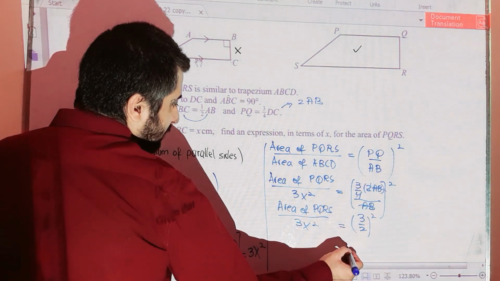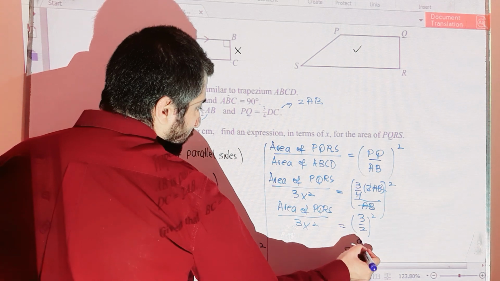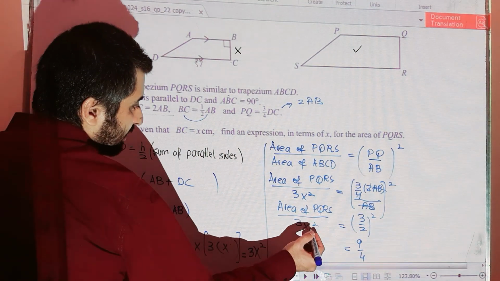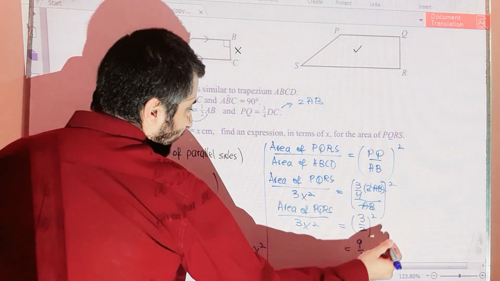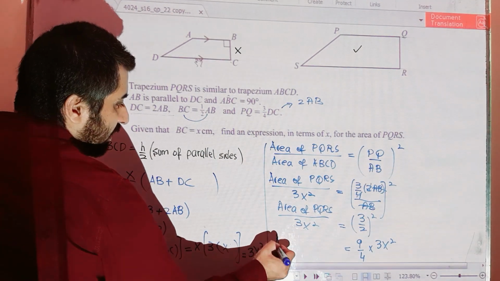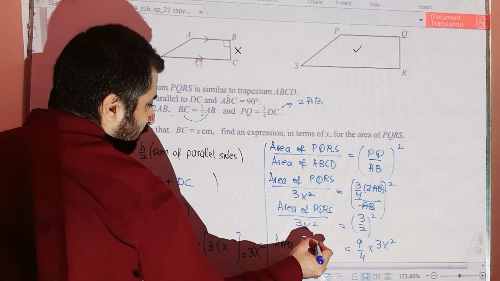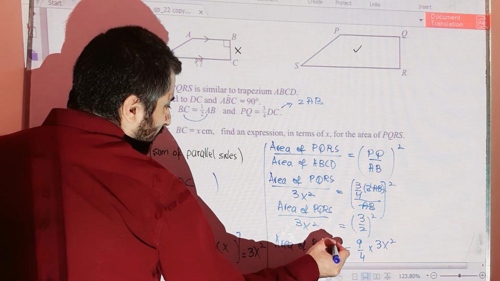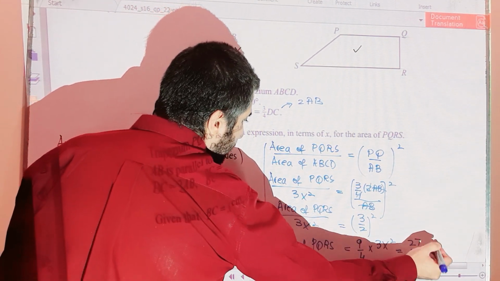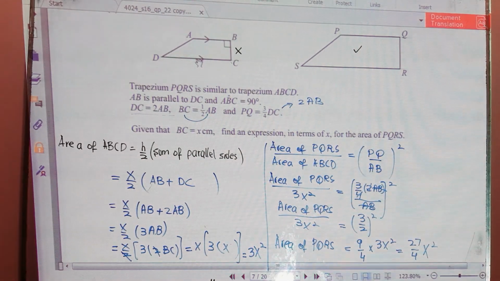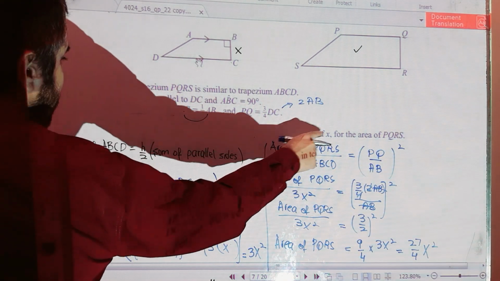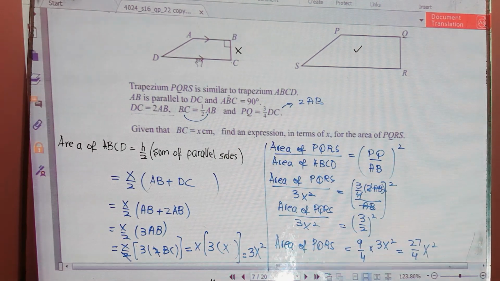Now you can take the square of 3, which is 9, the square of 2 is 4, whereas this 3x square, when you move it to the right side, will be multiplied with 9 over 4. So the area of trapezium PQRS is 9 into 3, 27 over 4 x square. That is an expression for the area in terms of x for PQRS.